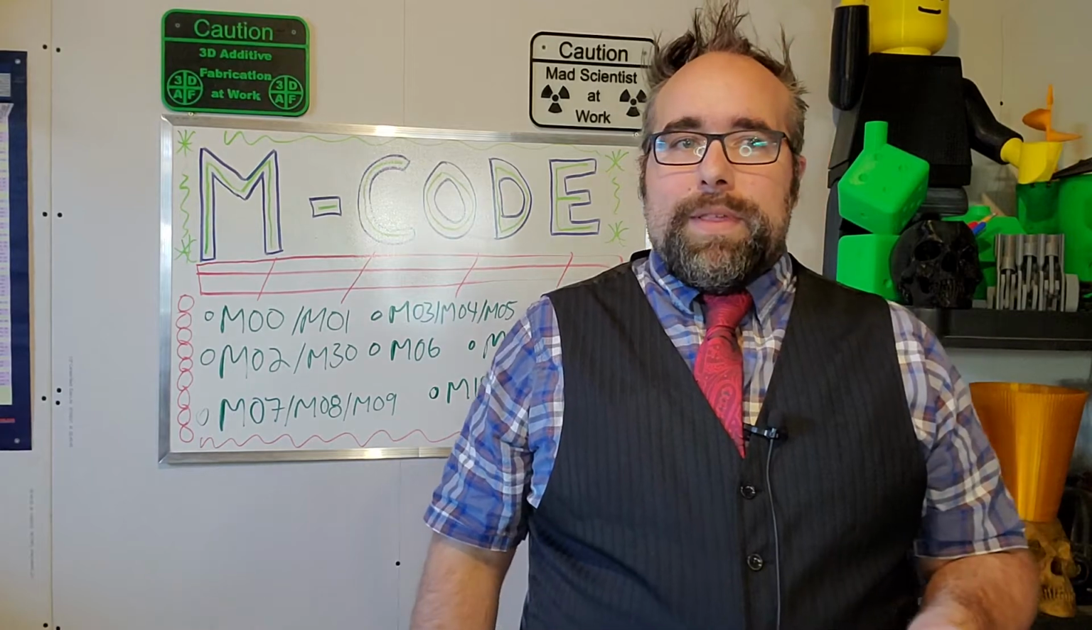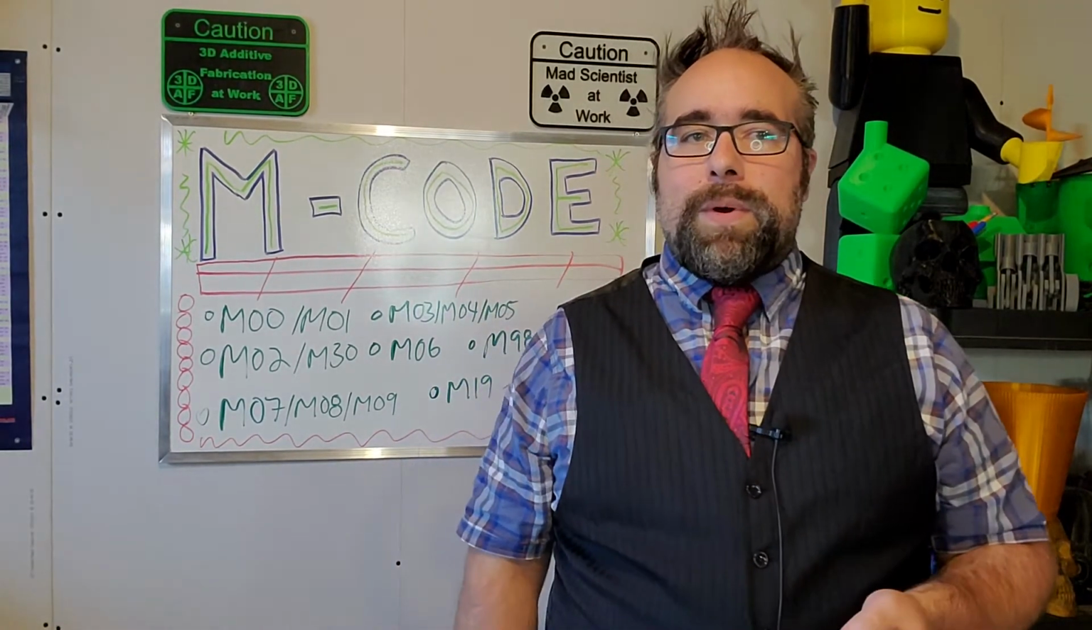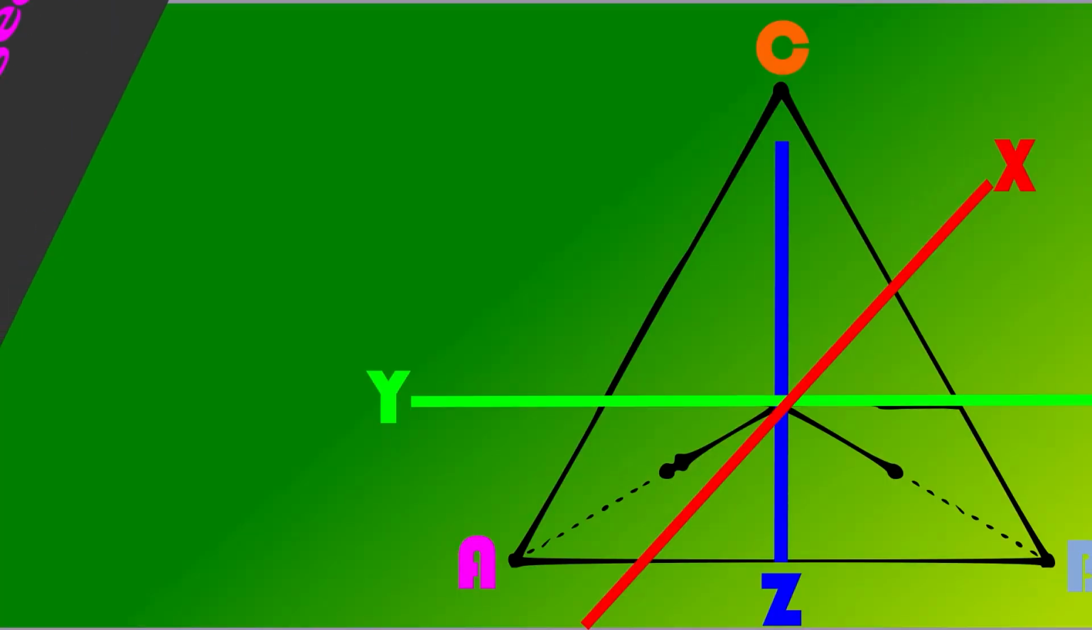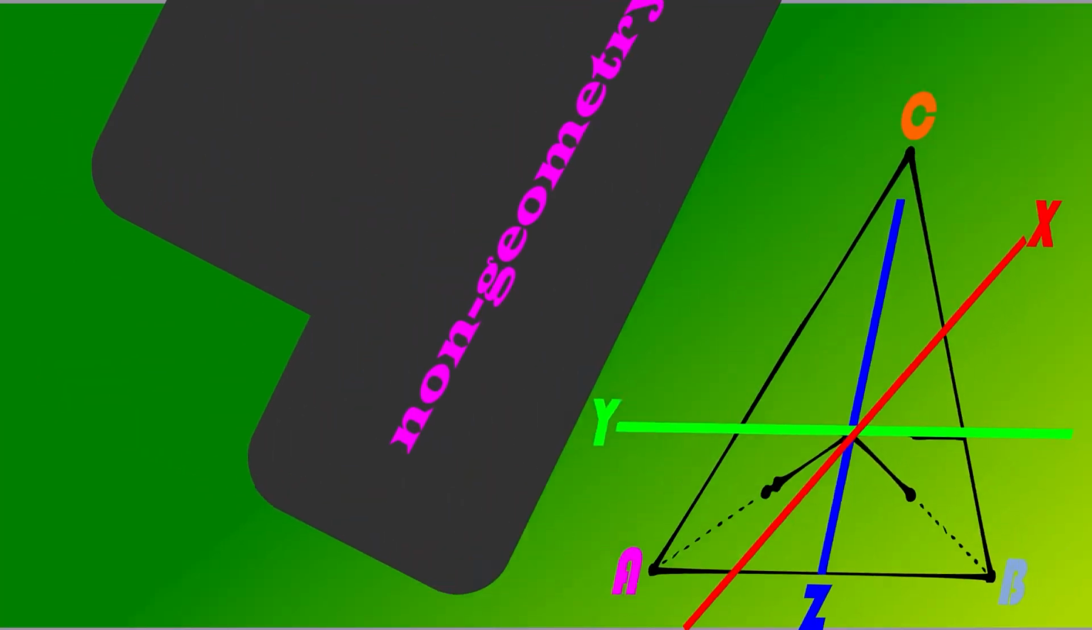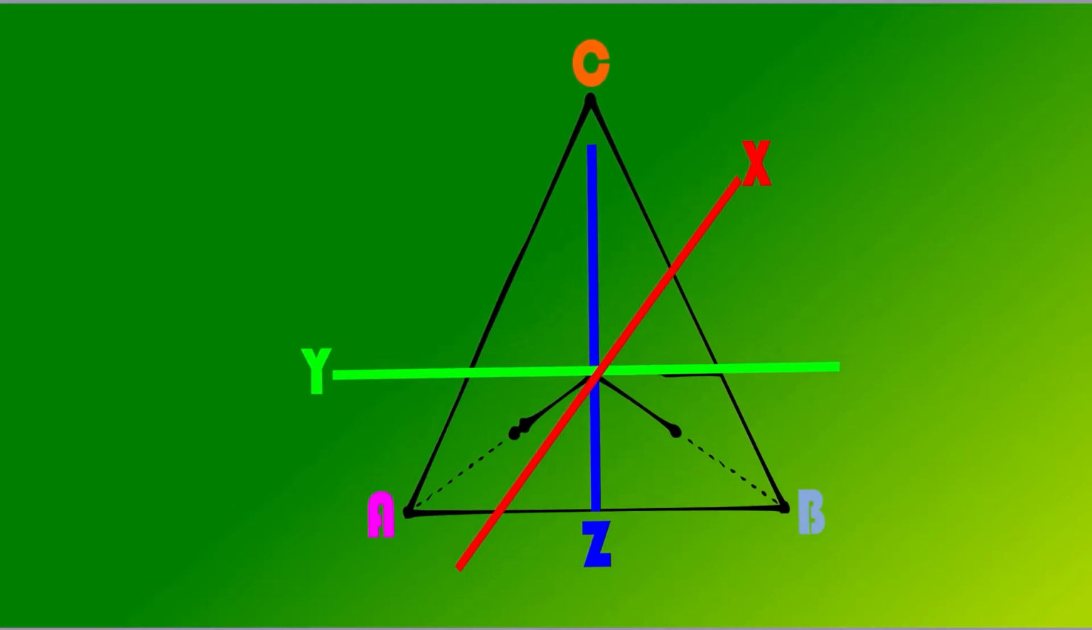So what are M-codes anyways? Well, M-codes, or miscellaneous codes, are codes that are used to support the G-code language. These codes are non-geometry machine functions, which means that they're not going to affect how you move on the X, Y, Z, A, B, C, or whatever other axis you might happen to have on your fancy machine.